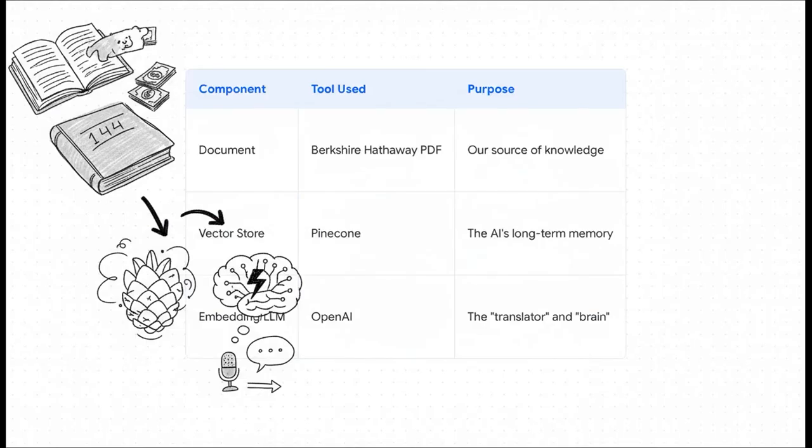So to make this a little more real, let's imagine we're feeding the system that massive 144-page annual report from Berkshire Hathaway. We could use a tool like Pinecone as our vector store, that's the AI's long-term memory, and then use OpenAI's models for both creating the embeddings and generating the final answers. This is a classic, super powerful setup.